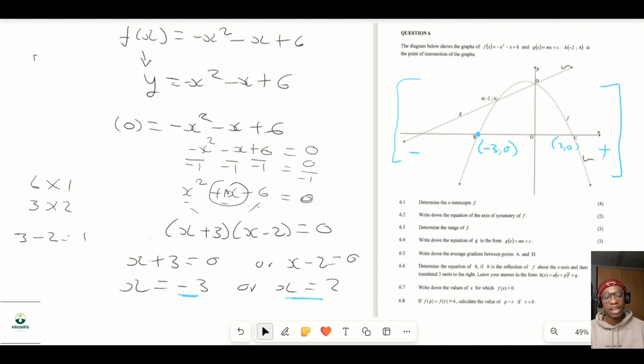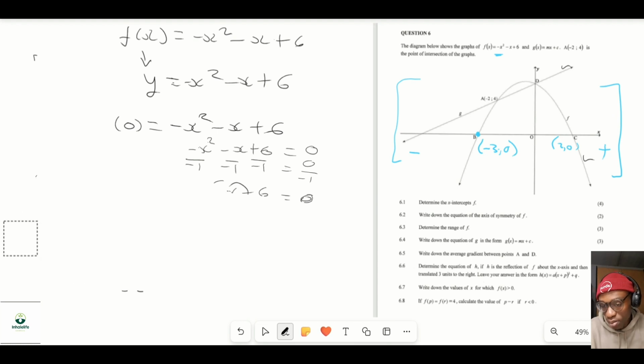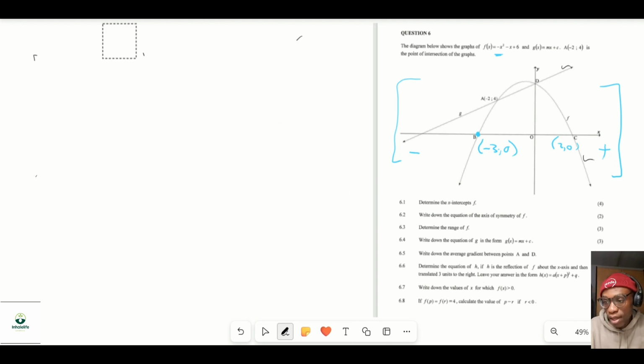When you're given a quadratic function like this, you can get the turning point and you can also get your x-intercepts. So do all those things before you start answering your questions, and then from there it's going to be easy for you to answer your questions step by step. So let's move on to the next one, which is 6.2. Let me just erase this. Now we are dealing with 6.2.